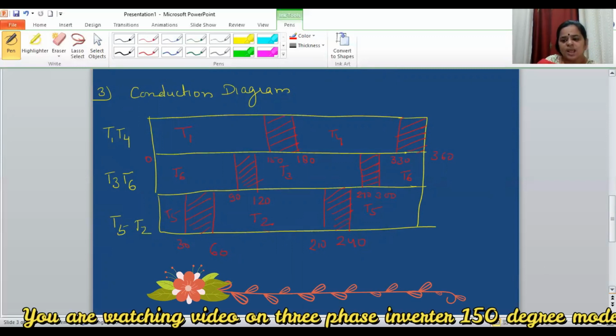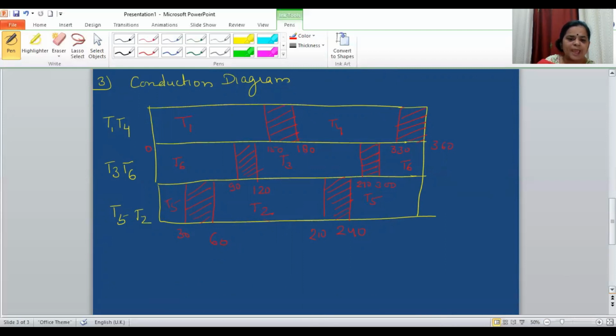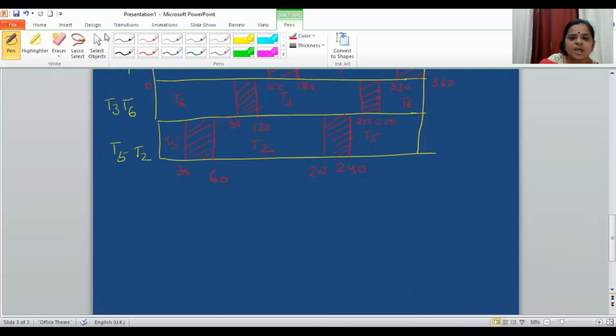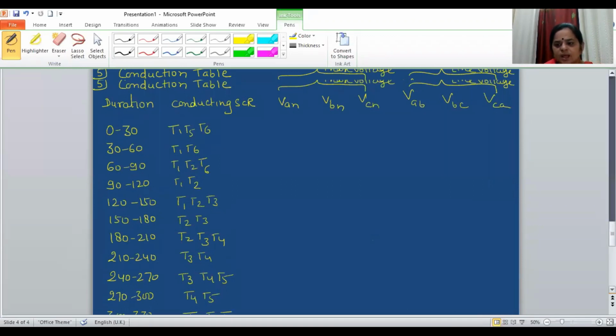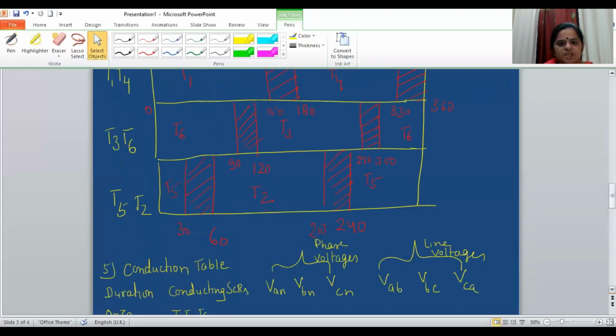Now, based on this, we are supposed to make the conduction table. So this is the conduction table. We are supposed to write the duration at an interval of 30 up to 360. Then with the help of the conduction diagram, we are going to write the conducting SCRs. How we have written these conducting SCRs will be clear from this conduction diagram.